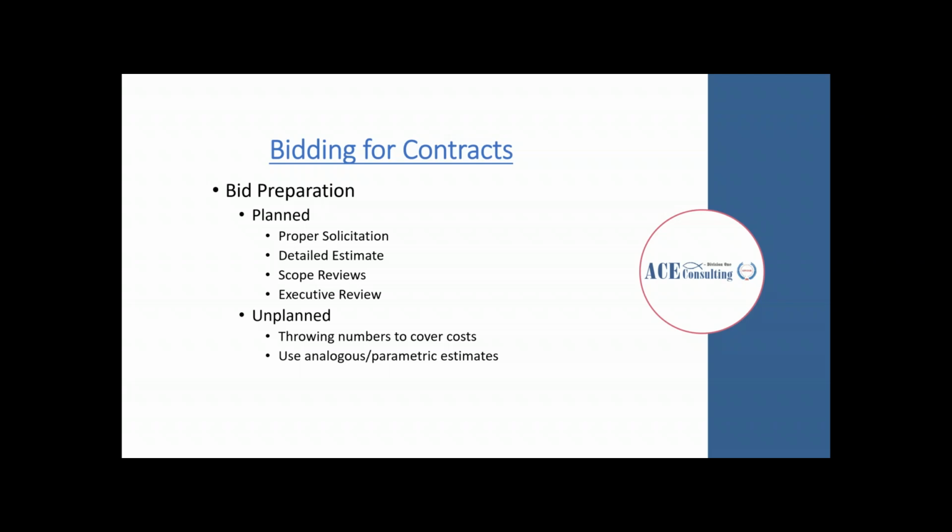There are some bids that are too timely to be well planned going into. In an unplanned bid preparation, you are generally throwing numbers at the project to cover the anticipated cost. You see unplanned bid preparation used in projects that are similar in scope to projects that are well known by the bidding party. They can use parametric estimates to compare similar projects and apply potential pricing to, although they haven't been able to conduct a detailed estimate.